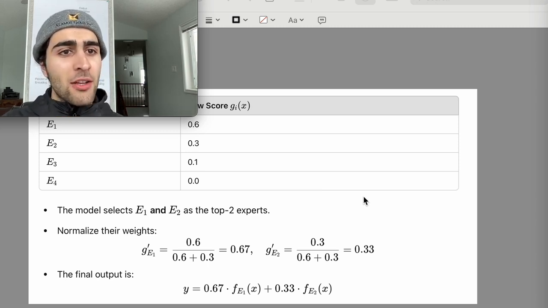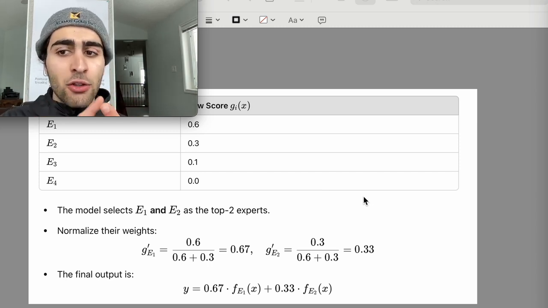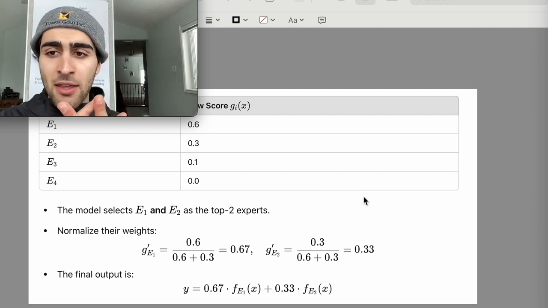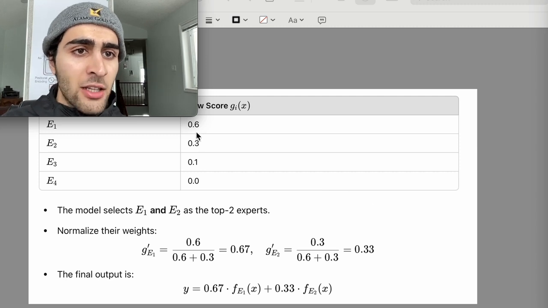But in order to make sure that all the experts are used appropriately and in approximately the same amount, you can do something called random routing or noisy gating. These mean the same thing. And this means that if you're doing top-K routing, let's pick the first expert greedily, so 0.6.